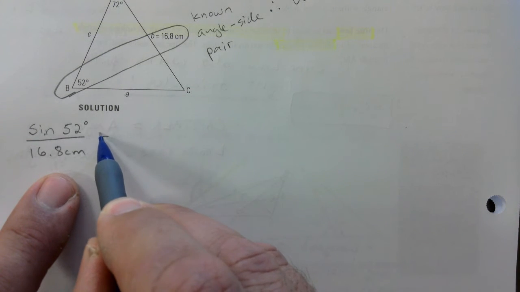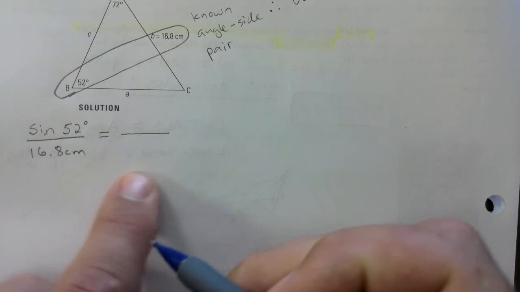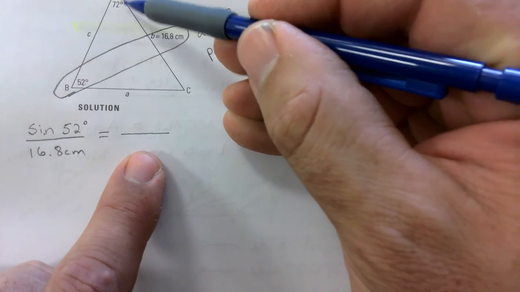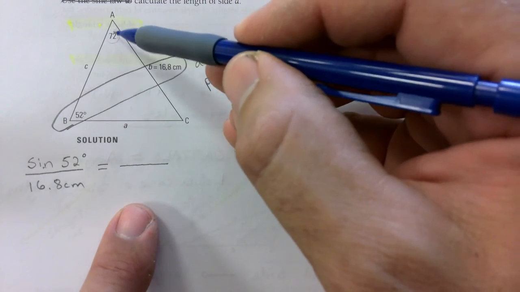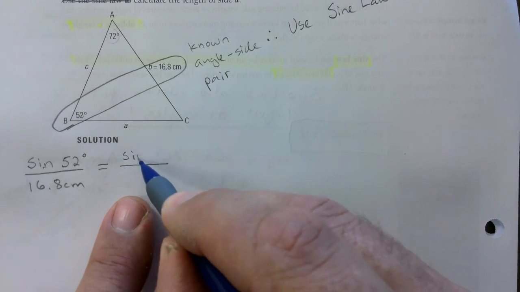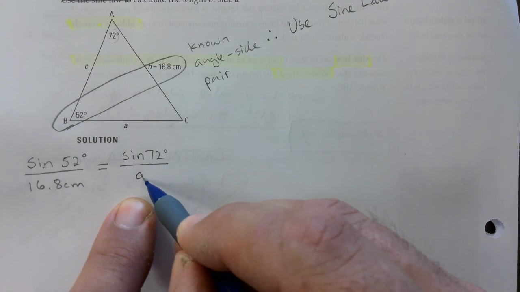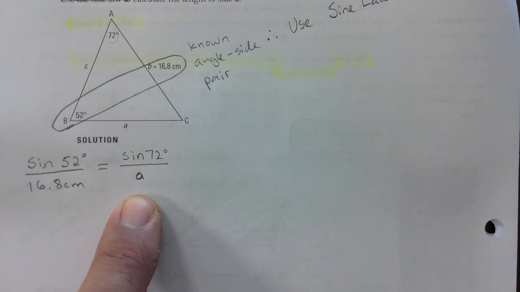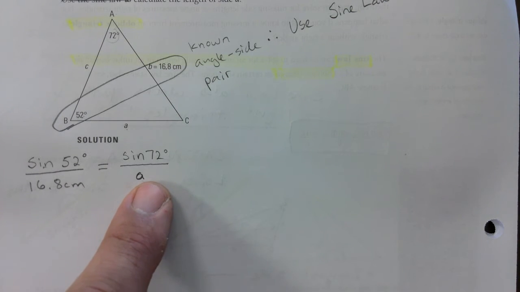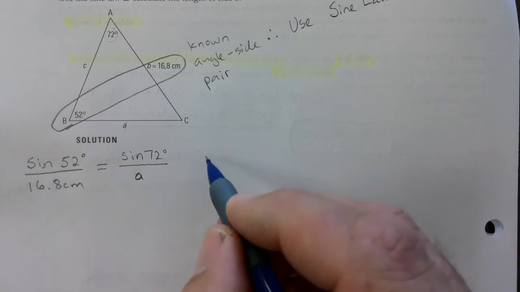And that is going to be equal to, in this case, I know the angle A here, right? I know angle A. If you look at the triangle, you know that. So I'm going to use sine of 72 and divide it by A, because that's the side length across from 72. You cannot just say sine of 72 divided by C, for example, because it's not accurate. It has to be the angle across from the side. So this is your setup.